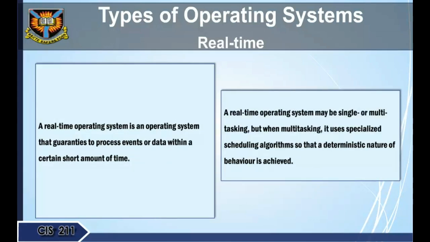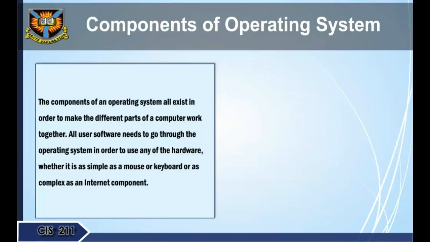Types of operating systems: real-time. A real-time operating system is an operating system that guarantees to process events or data within a certain short amount of time. A real-time operating system may be single or multiple tasking, but when multitasking, it uses specialized scheduling algorithms so that a deterministic nature of behavior is achieved.